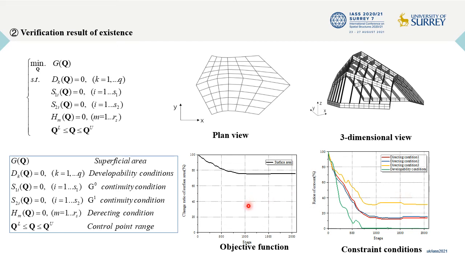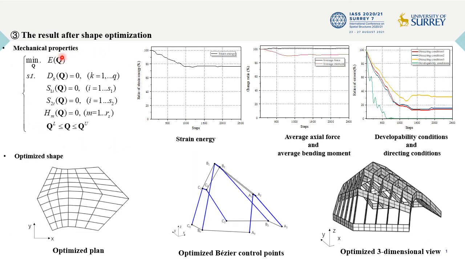Next, we perform strain energy minimization using the initial shape. Use this formula for optimization. From the result, it is concluded that the strain energy becomes smaller and the constraints are satisfied, indicating that the structure evolves in a reasonable direction. The shape has also changed after optimization.